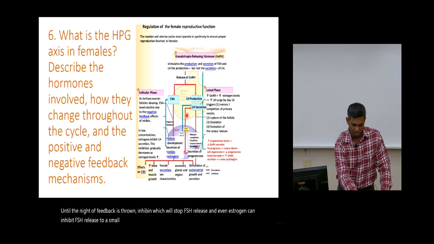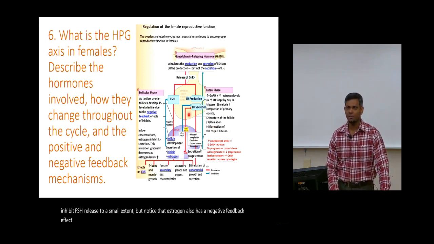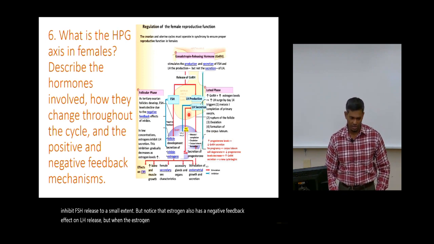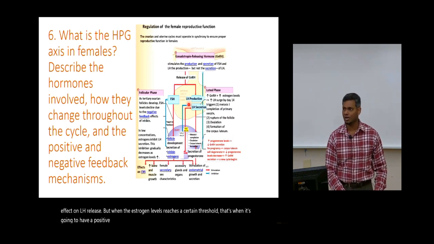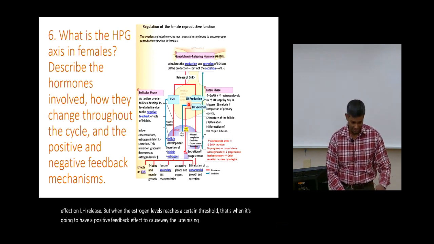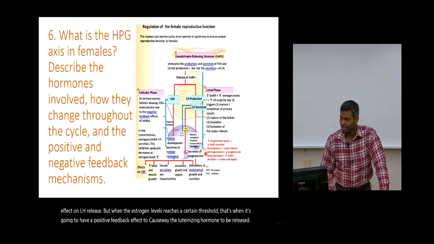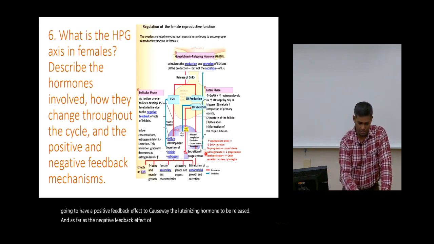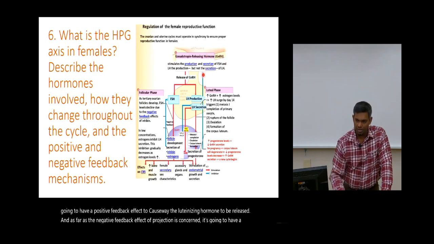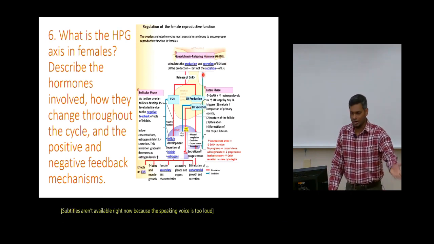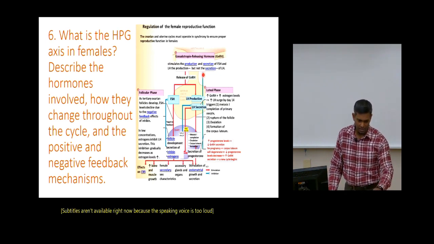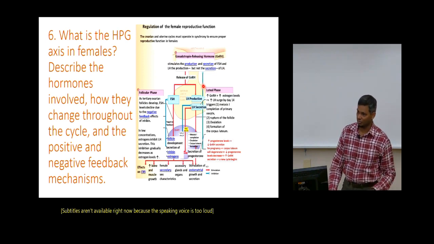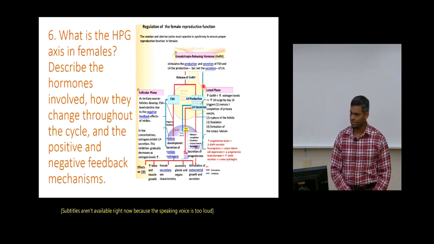But notice that estrogen also has a negative feedback effect on LH release, but when the estrogen level reaches a certain threshold, that's when it's going to have a positive feedback effect to cause the luteinizing hormone to be released. And as far as the negative feedback effect of progesterone is concerned, it's going to have a negative feedback effect on the release of GnRH, which will in turn decrease the release of FSH and LH as well. So I hope you see how the negative feedback effect of progesterone is what will play an important role in serving as a contraceptive in the hormonal preparations.